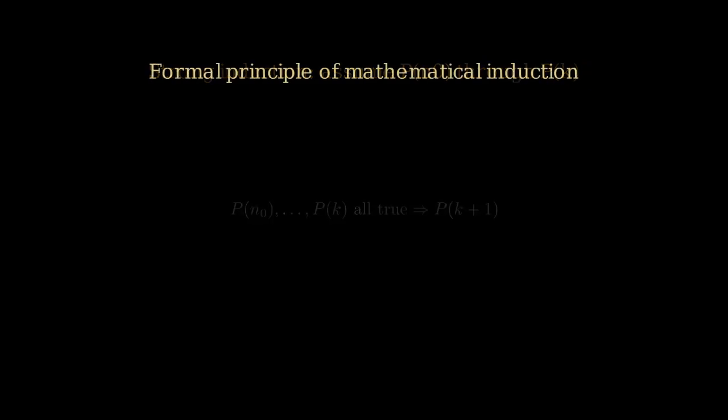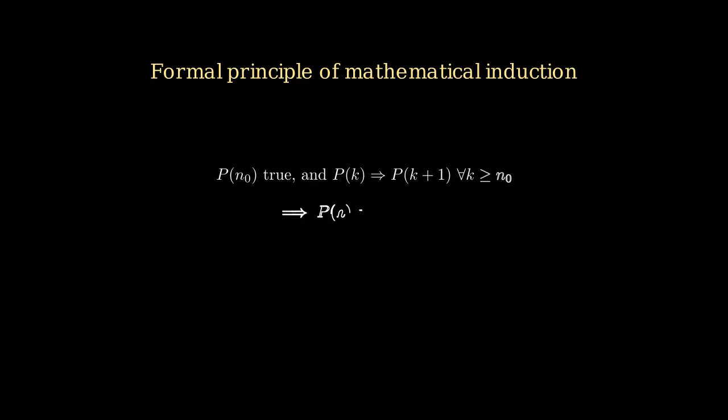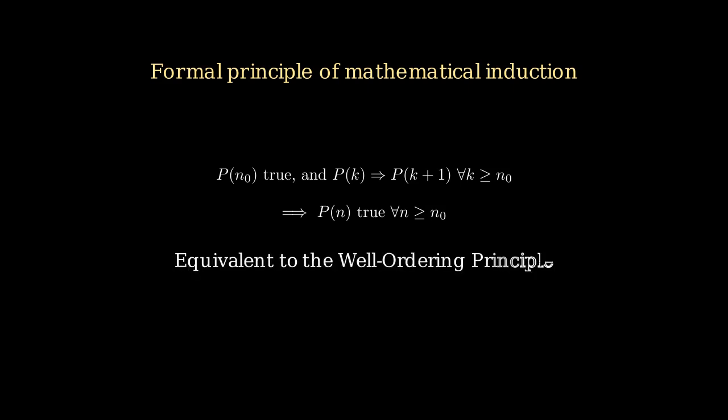The principle of mathematical induction states this formally. If P of n naught is true, and for every k greater than or equal to n naught, P of k implies P of k plus 1, then P of n is true for all n greater than or equal to n naught. This principle is logically equivalent to the well-ordering principle, the fact that every non-empty set of positive integers has a smallest element.